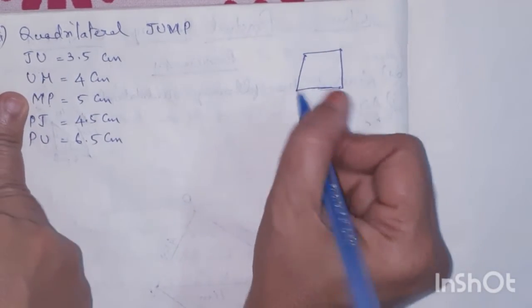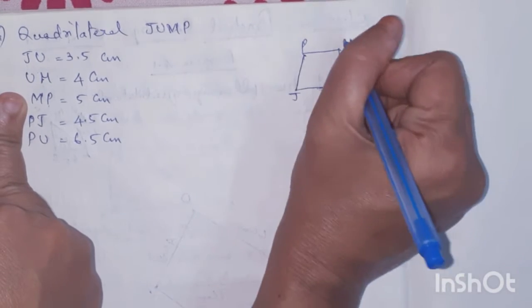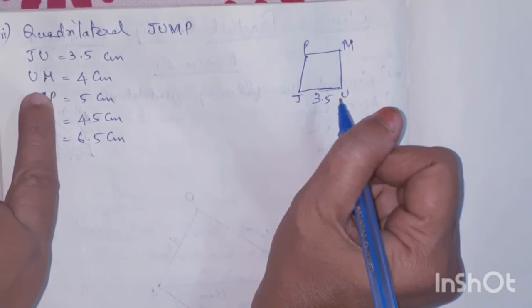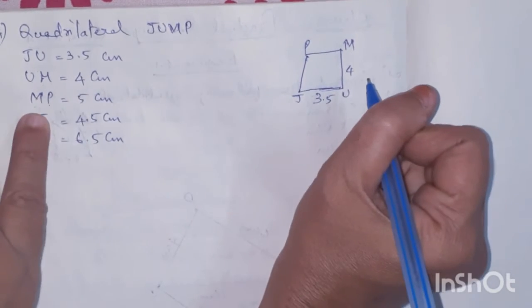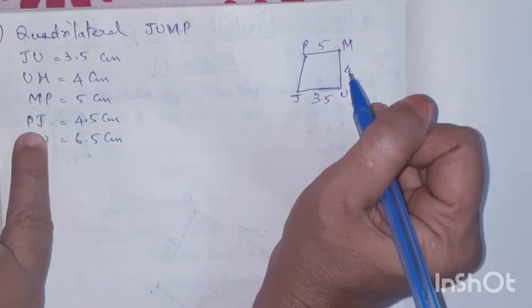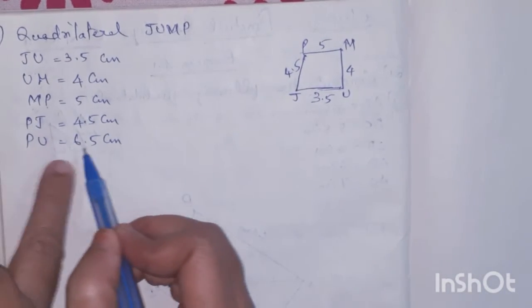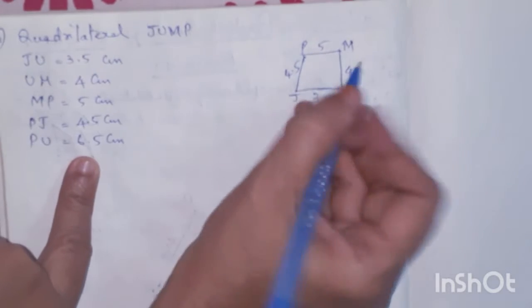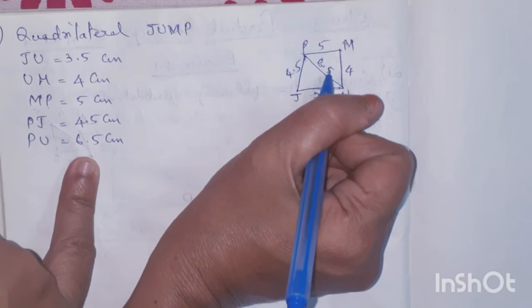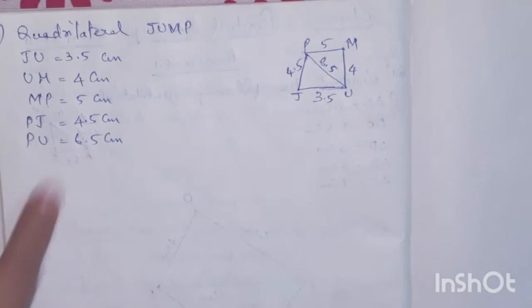JUMP. Here we can draw JUMP. JU given 3.5, UM 4, MP 5, PJ 4.5, PU 6.5. First we draw this diagonal PU, 6.5.